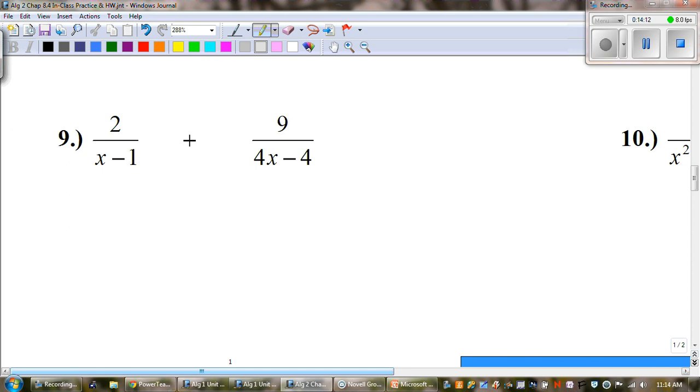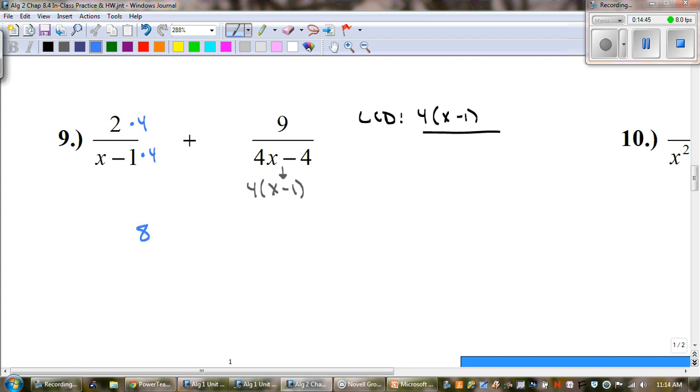All right, number 9. Let's take a look and try to find our LCD. Now, I can factor this, the one on the right, to 4x minus 1. And now I can see that the only thing that's missing is a 4 on the right side. So that's our LCD, the 4x minus 1. So I need to multiply by 4. When we do that, we get 8, 4 over x minus 1, and then we're just adding 9. There's nothing I had to do to that other one.